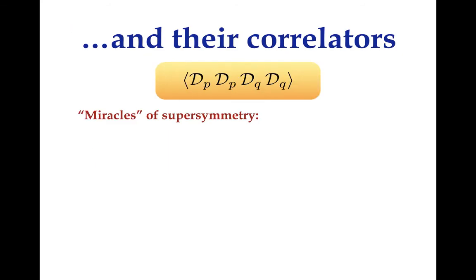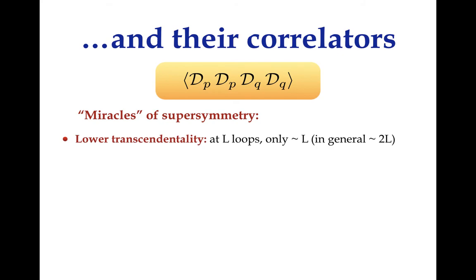We can study then correlation functions between such operators, and in particular we study correlators of pairwise equal operators, and in these correlators we observe some miracles of supersymmetry. The first miracle is related to the fact that these correlation functions have lower transcendentality than a generic case. In particular, the transcendentality only scales with L, the number of loops, whereas in general it scales with 2L. So it's lower than it might be in general.